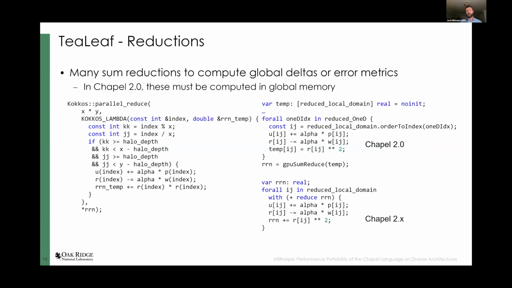tleaf has a huge use of reductions, and in Chapel 2.0 at least, unfortunately, GPU reductions have to be computed in global memory. I know that there is work underway, and I think it's hit the main branch already of Chapel, to allow reduction intents to be used for GPUs in Chapel 2.1. So right now, this is what the Chapel reduction code looks like, and that's what we measured, but it'll look different for the next version.